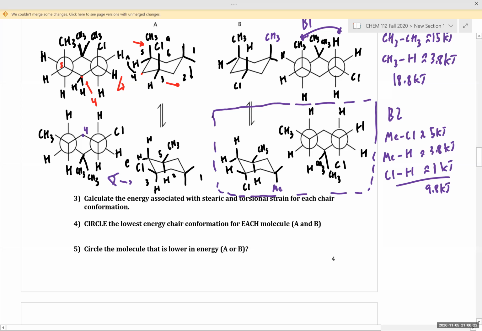Okay, does that analysis make sense? We tally up all of our 1,3 diaxial interactions and gauche interactions. We add up the total strain associated with those interactions, and whichever species has the least amount of diaxial, steric, and torsional strain, we identify as the lowest energy chair conformation. Does that make sense?